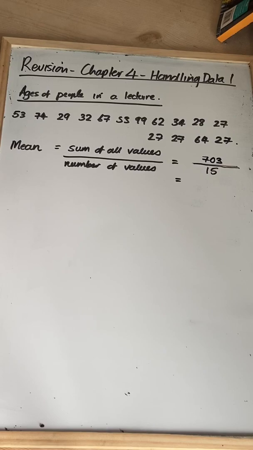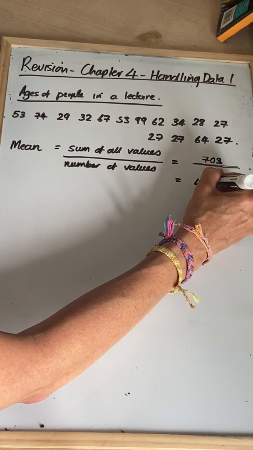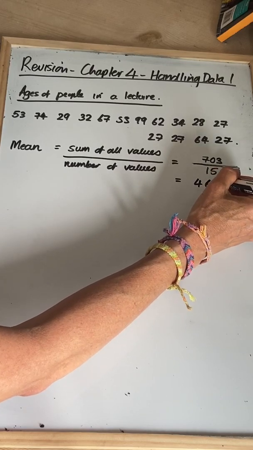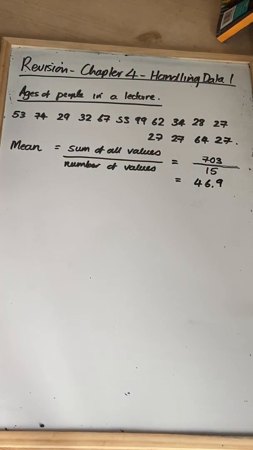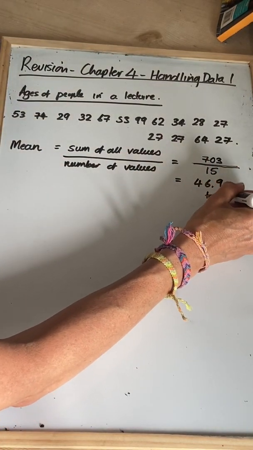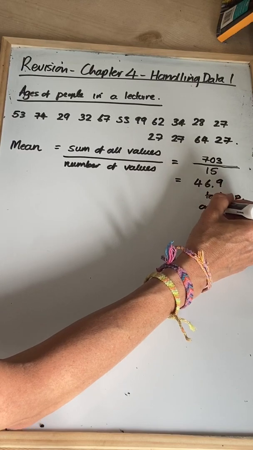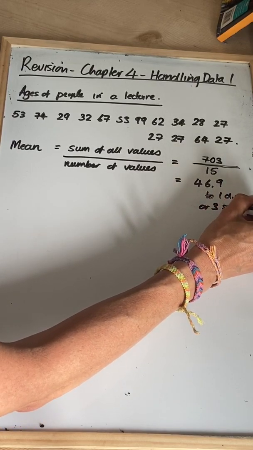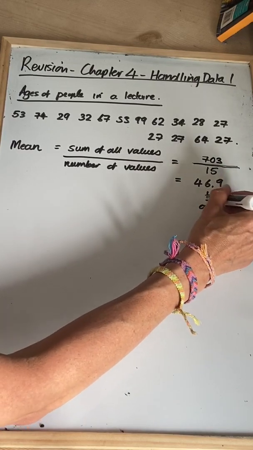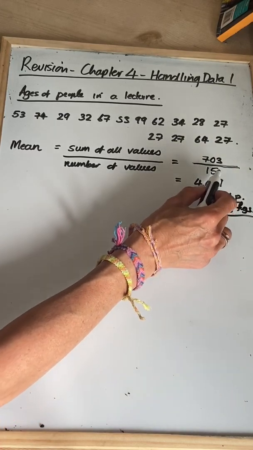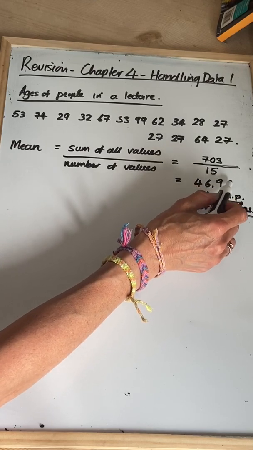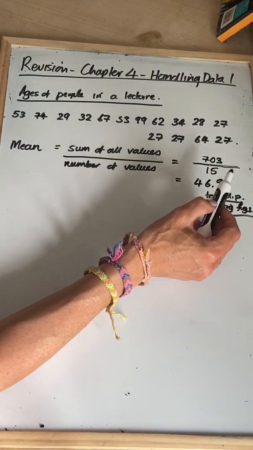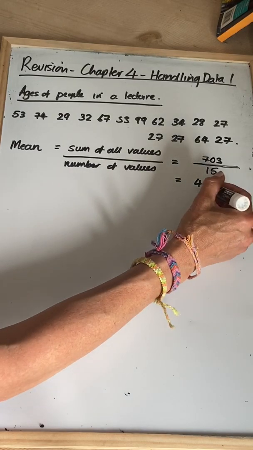So 703 divided by 15, that gives me 46 point 86666, so I'm going to round to one decimal place. I'm going to do 46.9, and that's to one decimal place, or 3 significant figures. Remember our definition. One decimal place, because I had 866, I went for 87, and so it was going to be a 9. Significant figures, 1, 2, 3 significant figures.